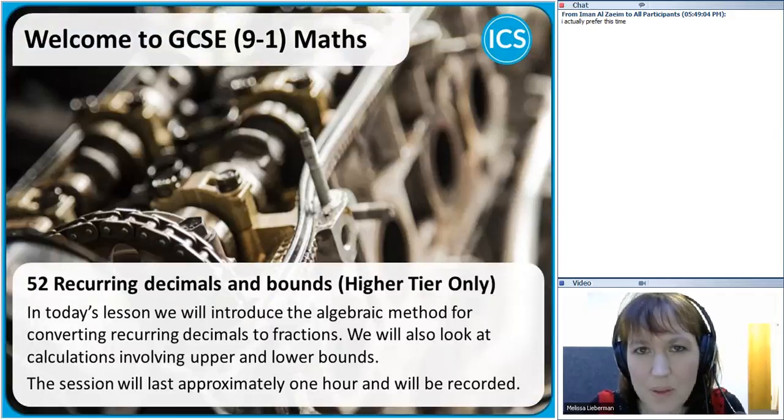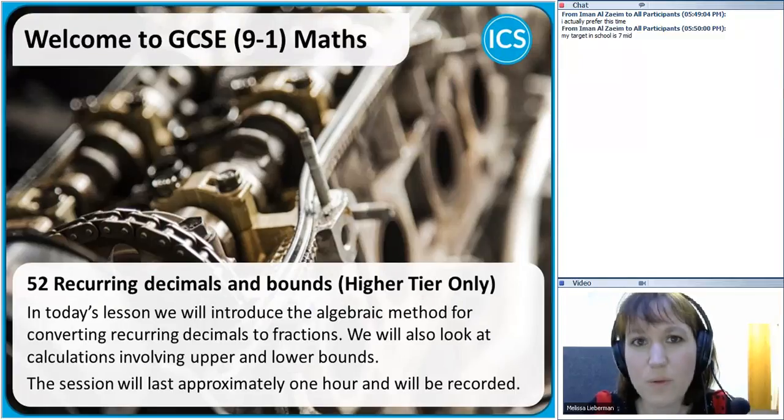recurring decimals, specifically how to convert a recurring decimal into a fraction, and we use an algebraic method. And also we'll go back to bounds. We've done upper and lower bounds before, looking at intervals for upper and lower bounds. But at higher tier, you will need to apply this to calculation. So when you've got more than one number in a calculation, usually things involving measurements, and then you need to work out the upper or lower bound of the result of that calculation.